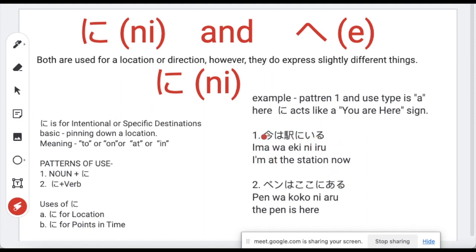So can you create some small examples using this pattern, like iru and aru? This one is a simple example. Ima wa eki ni iru. I am at the station now. You are defining your current location. Can anyone create a simple example using this pattern? Like you are in the class. How do you say it? Anyone?